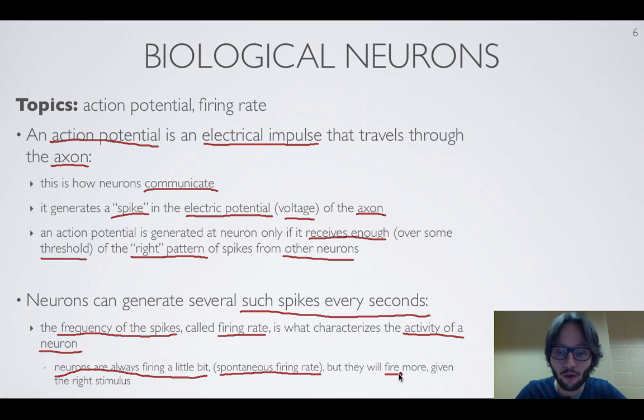But they will fire much more given the right stimulus, that is, given the right pattern of firing rates in the other neurons it's connected to. Then our neuron might increase its firing rate and might generate many more spikes.